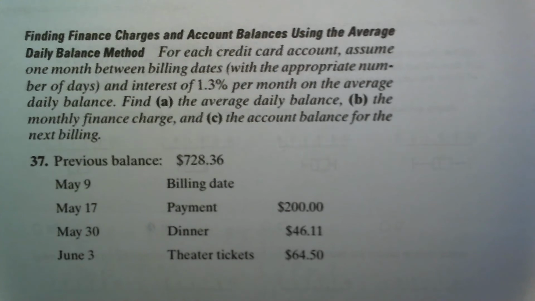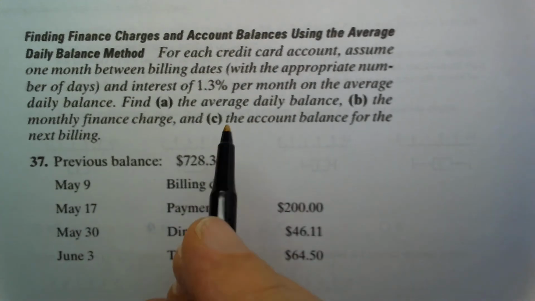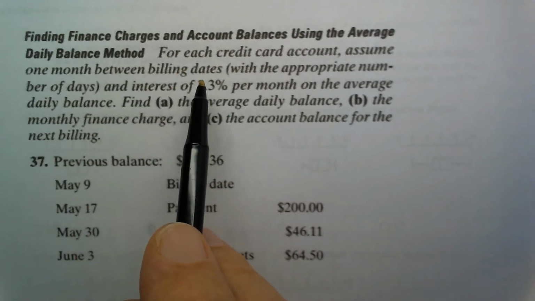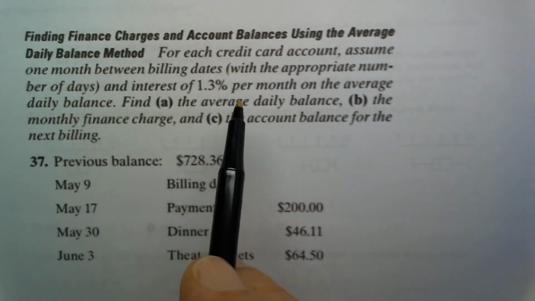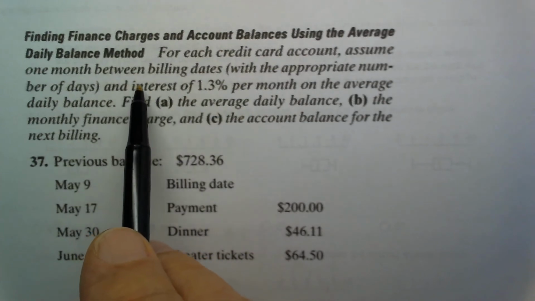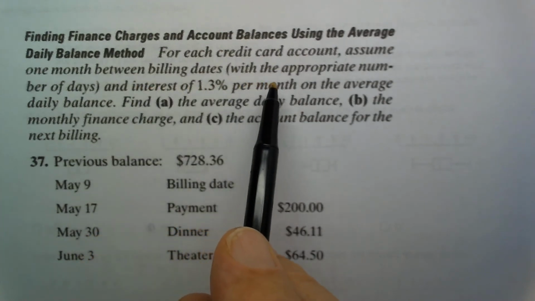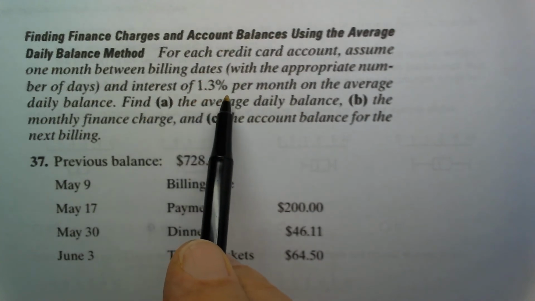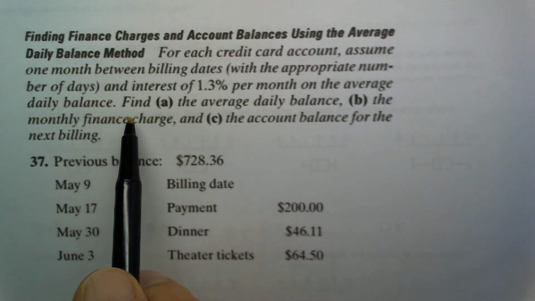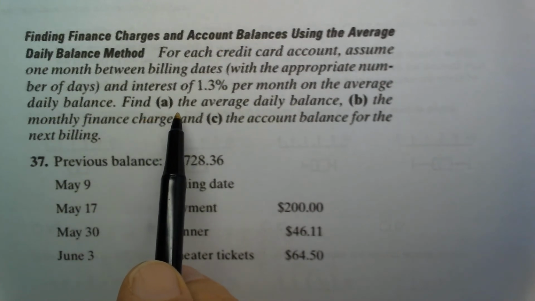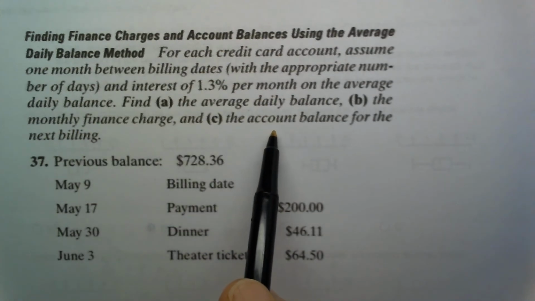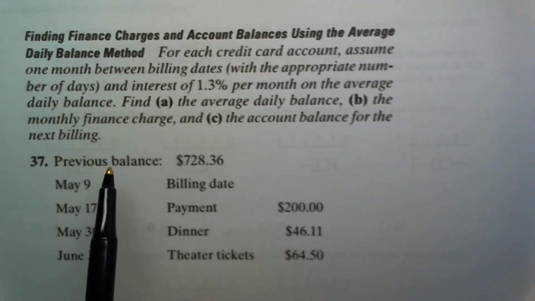Here we'll be going through an example about finding finance charges and bank balances using the average daily balance method. For this particular credit card account, assume 1 month between billing dates with the appropriate number of days, and interest of 1.3% per month on the average daily balance. A, find the average daily balance. B, find the monthly finance charge. And C, find the account balance for the next billing.